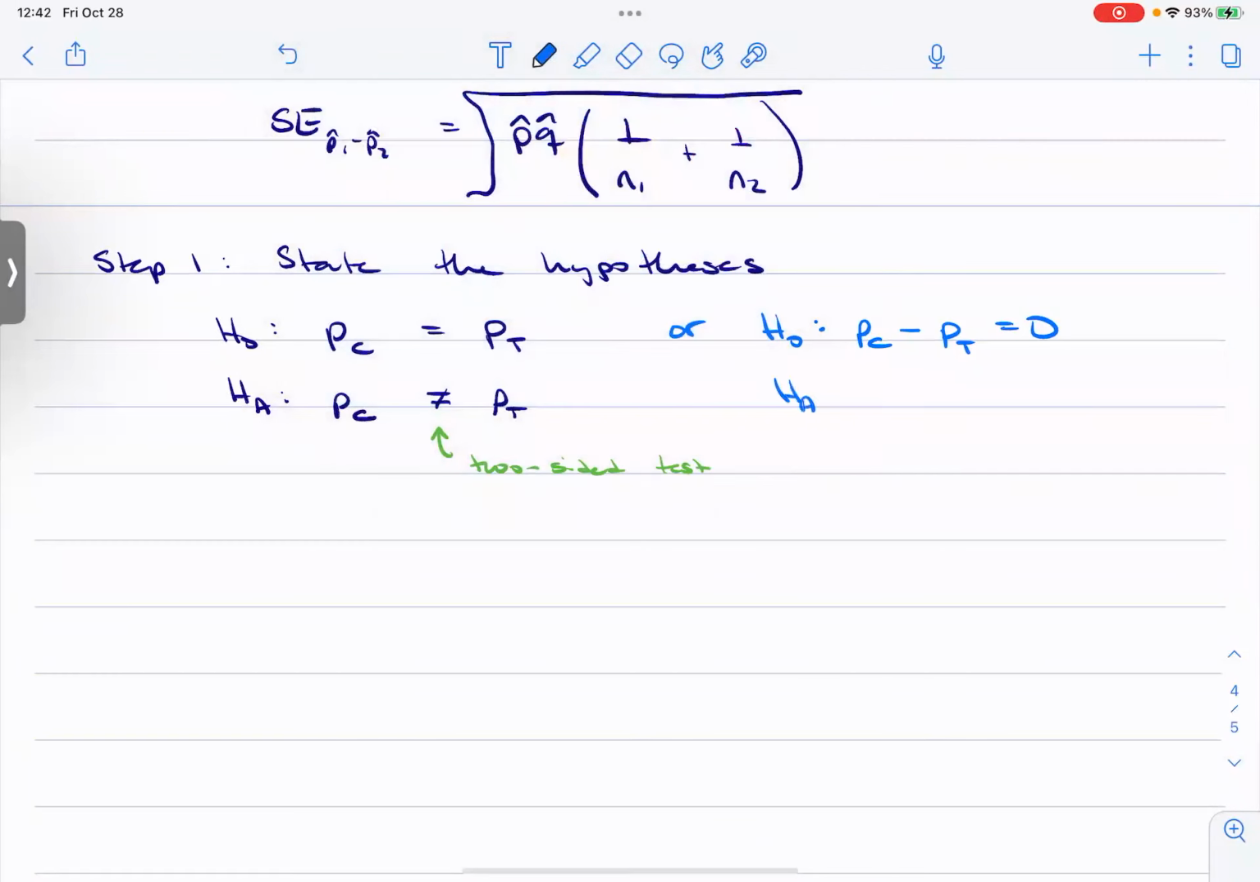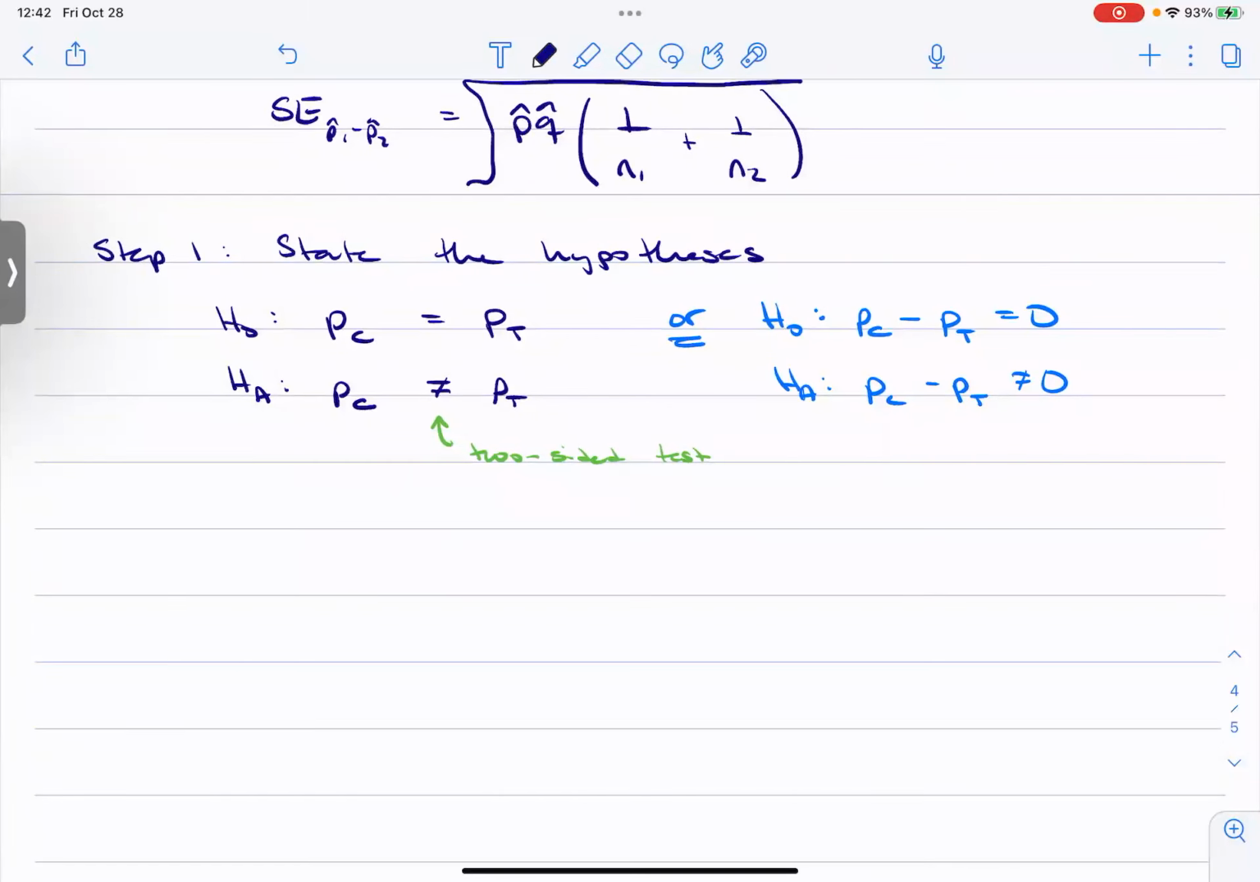Or, if you're comfortable talking about the difference explicitly, then it would be not equal to 0. There's an or here. You don't need to do both, just pick one that you like. Step 2, do the test.